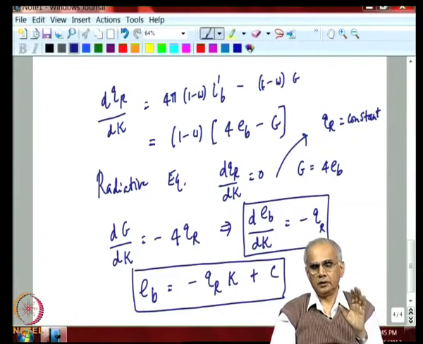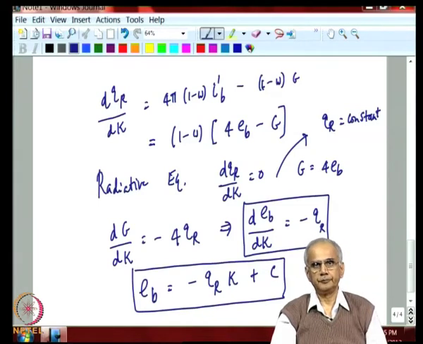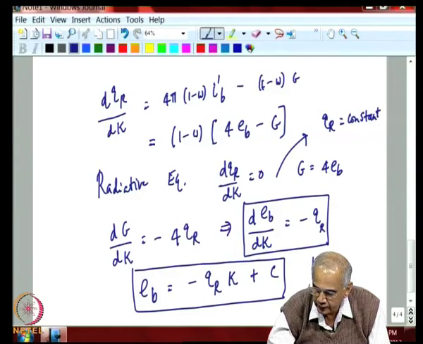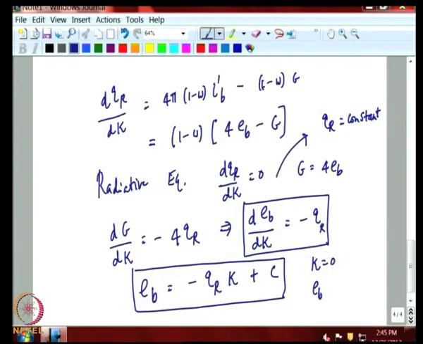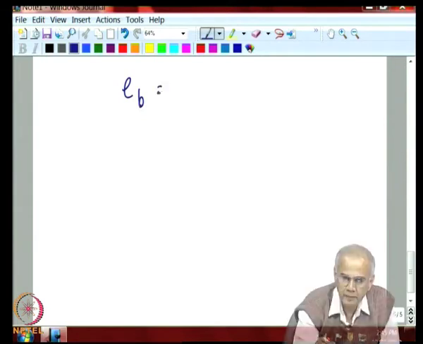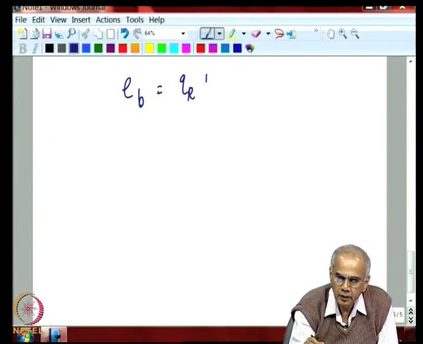So, this result relates the emissive power of the gas, which depends on gas temperature, to the radiative flux, optical depth and a constant. To get this constant, you realize that at kappa equals 0, E b has to be equal to whatever the gas temperature is at that point. So, the result you will get is E b is equal to q r kappa plus E b 0.